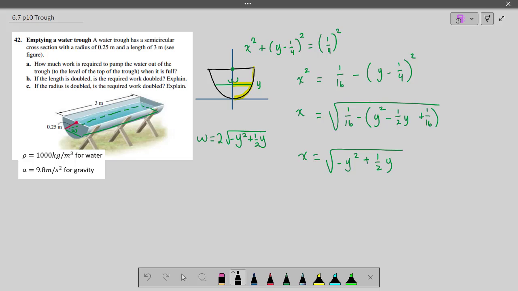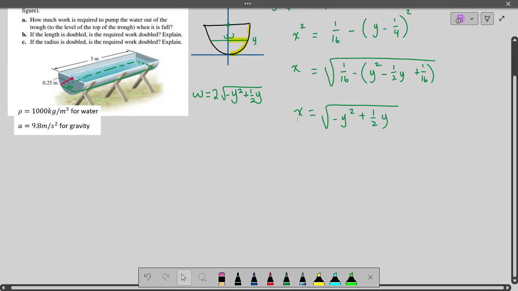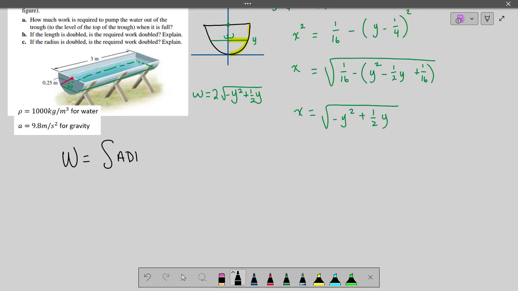Now let's go ahead and set up our work integral. So again, for work, we're going to integrate ADD volume. Volume is not the volume of the tank or the trough. It's the volume of a slice, which is a cross-sectional area times dy. All right, so we will have, once again, acceleration due to gravity, 9.8. Once again, water density is 1,000. Those are almost always the same.